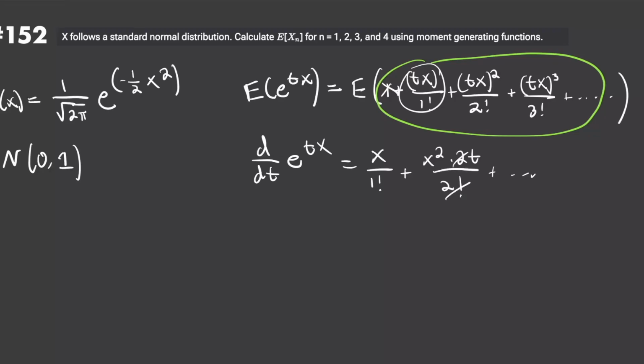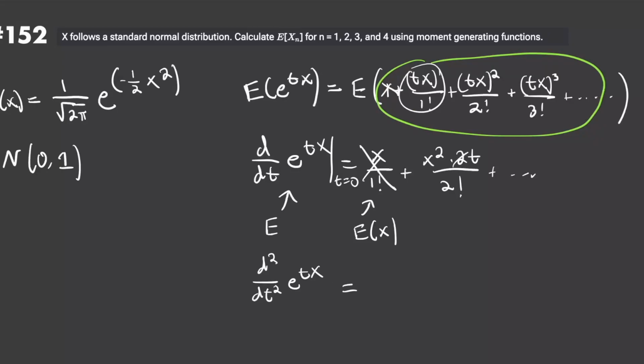Then when you evaluate this derivative at t equals 0, this term doesn't have a t in it, so it's going to stay, but all the future terms will have a t in them, so they'll all become 0 and go away, right? So now the expected value of this term is the same thing as taking the expected value of x. Now when I take the second derivative of that same function, this one will go away because it doesn't have a t in it, and then this one right here will become x squared. Remember, these 2's canceled when we took the first derivative.